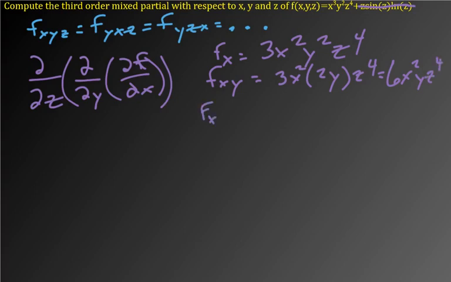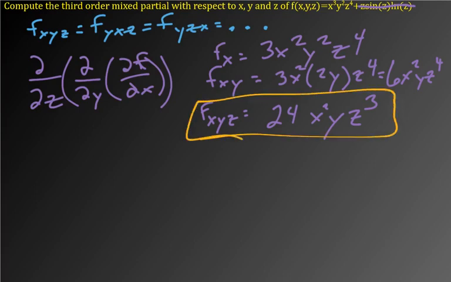Then one more, x, y, z, is going to be, you just bring a 4 down in front and drop the power on the z by 1. So you're going to get 24 x squared y z cubed. And that is it. And that is definitely the best order to do it in.